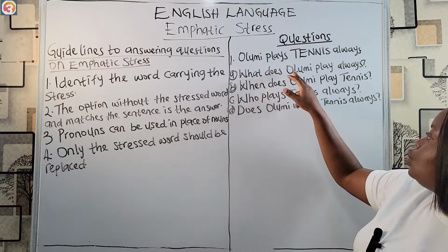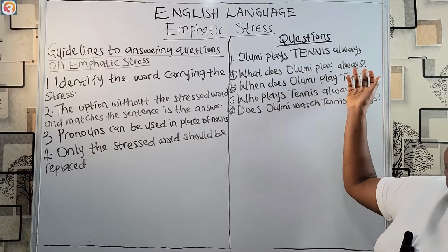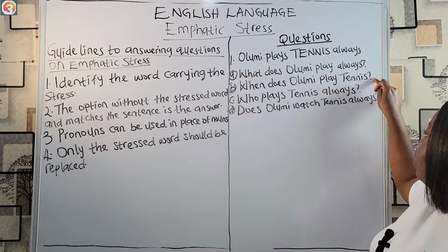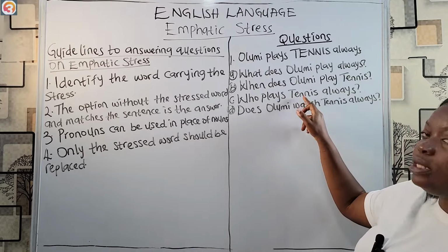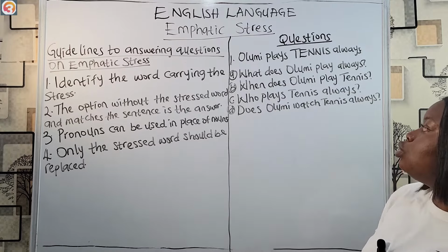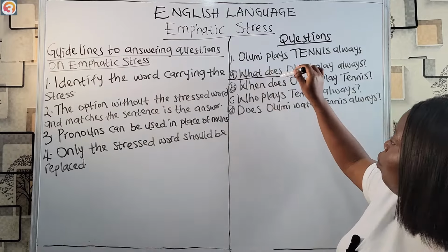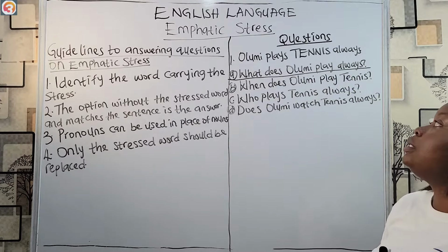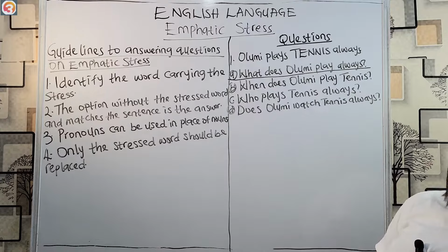So, what does Olumi play always? There's no tennis there. When does Olumi play tennis? Tennis is here, out. Who plays tennis always? Tennis is here, out. Does Olumi watch tennis always? Tennis is also in this option. So our answer becomes A. What does Olumi play always? The emphatic stress is in tennis.